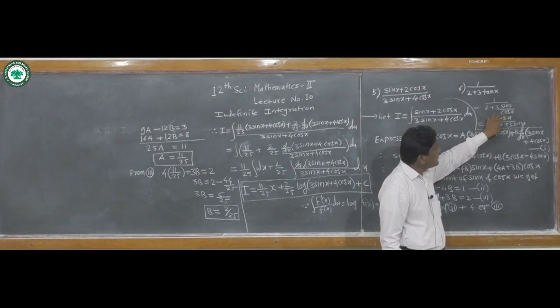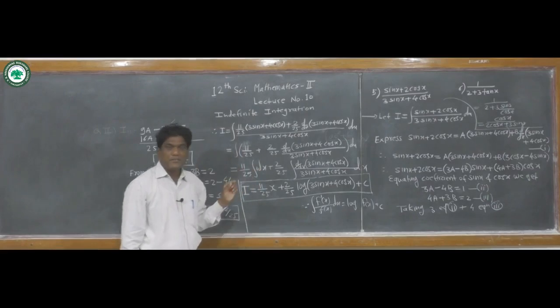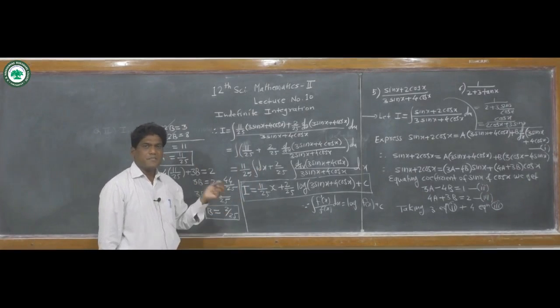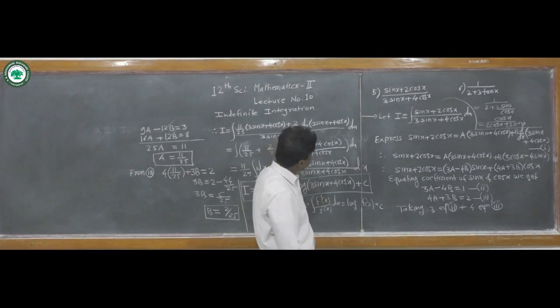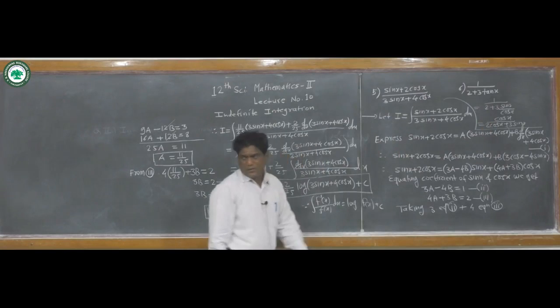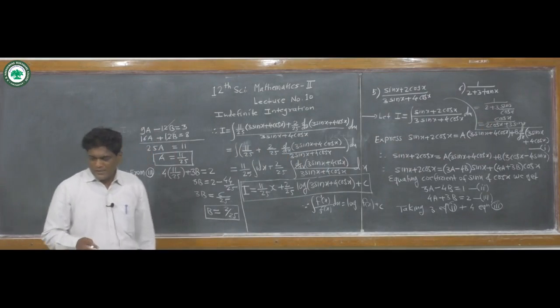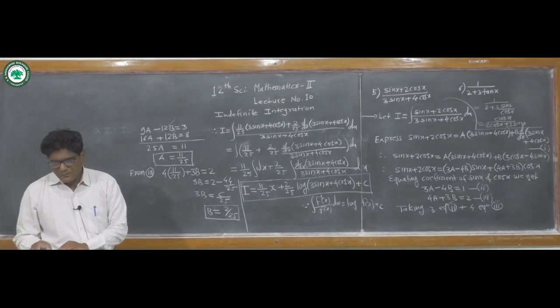And now this problem is of the type we have seen: integration of a sin x plus b cos x upon c sin x plus d cos x. Using this same procedure, solve this problem, and this is homework for you. Now here we will see the next problem, the 7th problem.